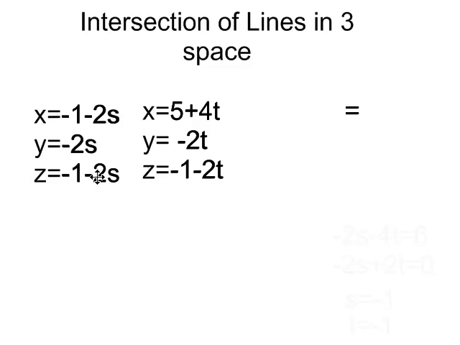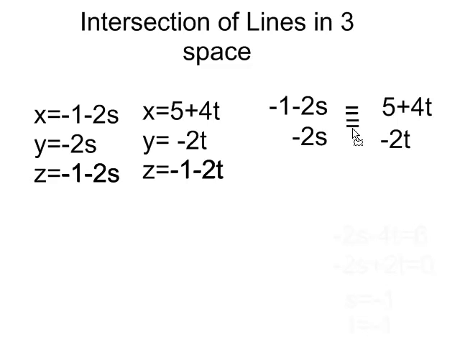So the x, y, and z coordinates of the first line are given in terms of the parameter s, and the x, y, and z coordinates of the second line are given in terms of the parameter t. Where these two lines intersect, the values of x, y, and z should be equal to each other. And so now it becomes a matter of just finding out what the values of s and t are going to be. So here we have a situation where we have two equations and two unknowns.